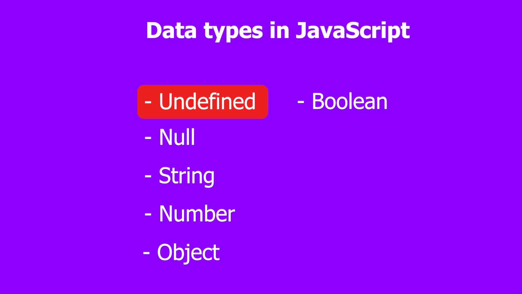So, undefined: when we do not declare and initialize a variable in JavaScript, it will be declared as undefined. Null means nothing. String data type is any sort of text, a collection of letters and characters which make any sentence or any variable name. Number includes both decimal and non-decimal numbers.